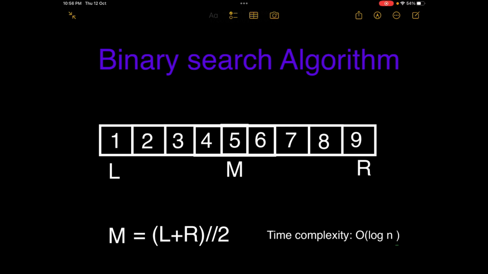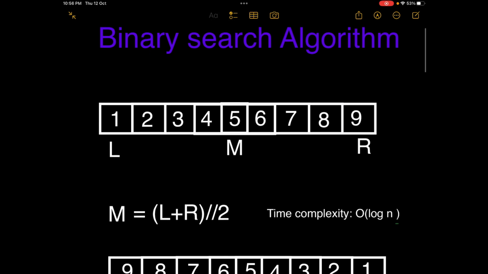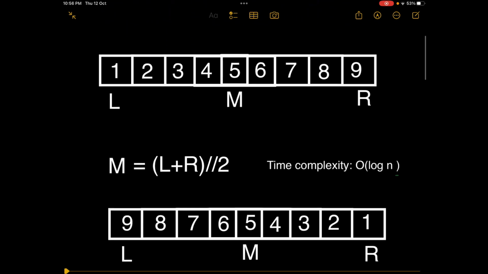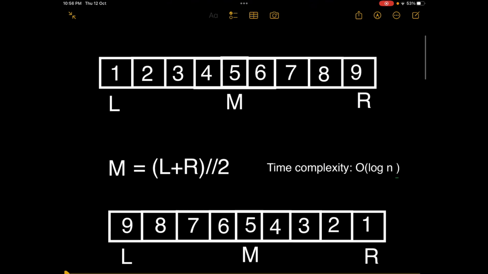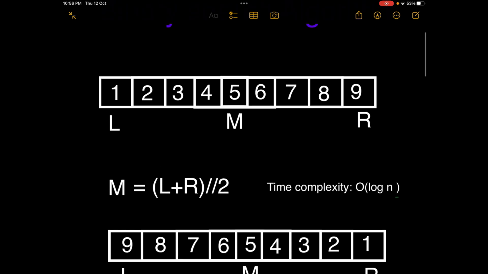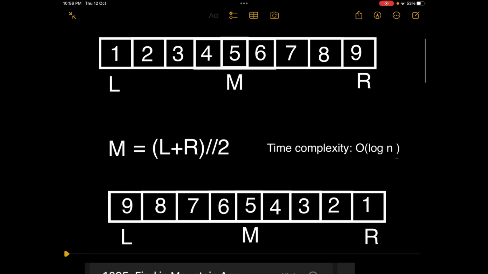Hey everyone, it's day 8 and we are still on the same intensity to solve daily LeetCode problems. Today's problem depends on the binary search algorithm, and it's one of its variations. First we are going to understand what the binary search algorithm is, and then we are going to understand how we can apply it on an array which is sorted in reverse order.